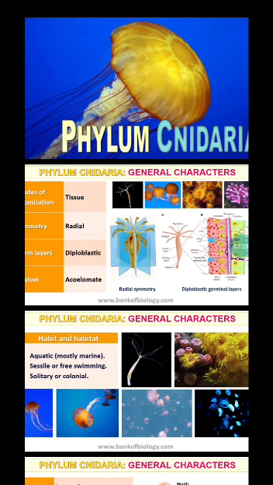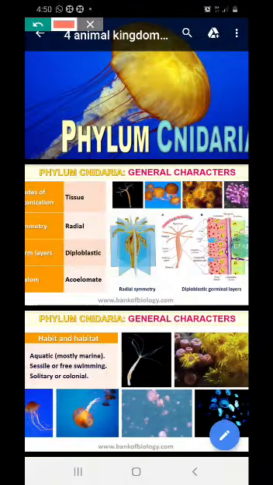Cnidarians, the name has come from the cnidoblasts or the stinging cells, which are present on the tentacles of these animals. These tentacles are the finger-like projections or extensions from their body. On these tentacles they have this organ of defense and offense, which is called cnidoblast. That's why the name Cnidaria.